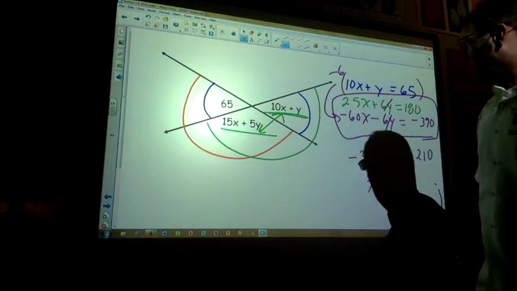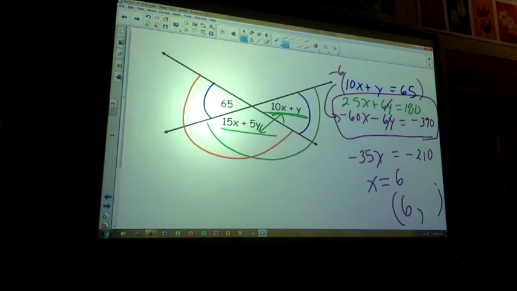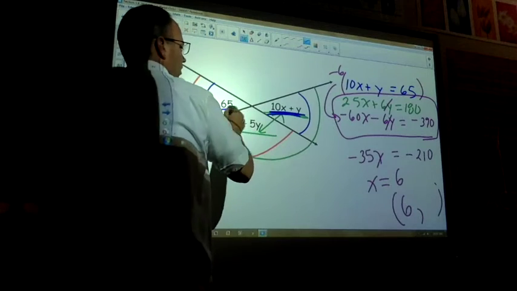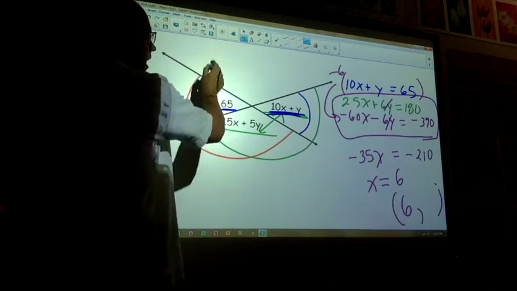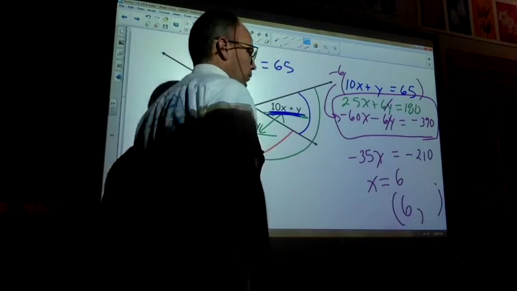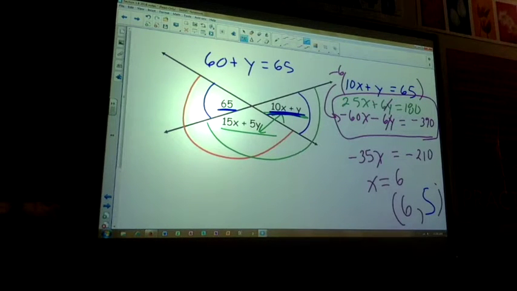I have an x component, how can I figure out what the y component would be? I'd say take a look at your blues. Look at here. And this. You know those are equal, yes? So that means that I have 60 plus y equals 65. So what's y have to be equal to? 5. Sweet.